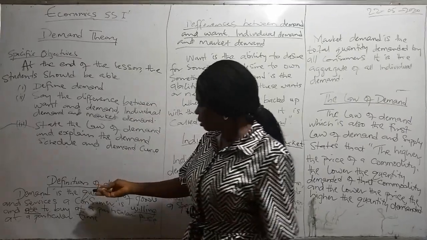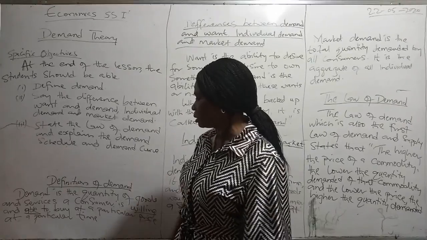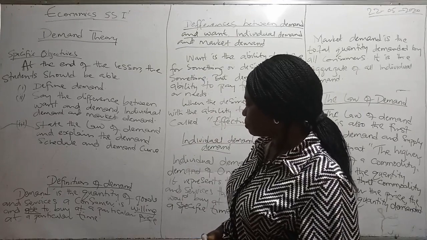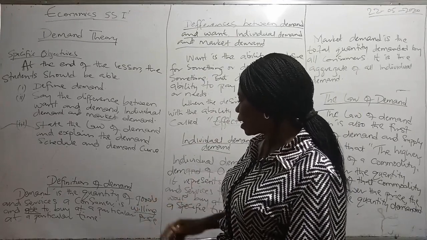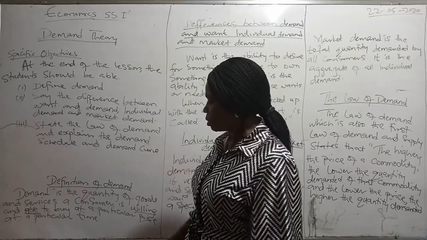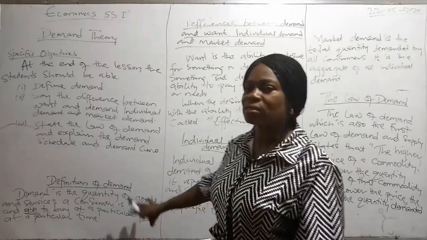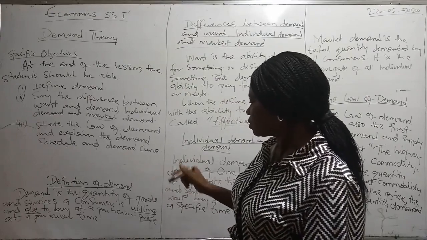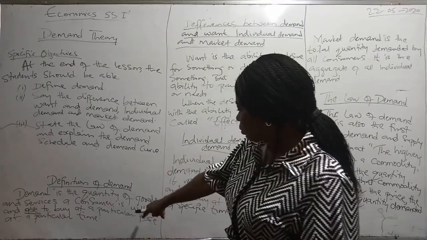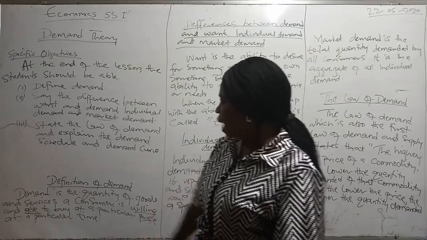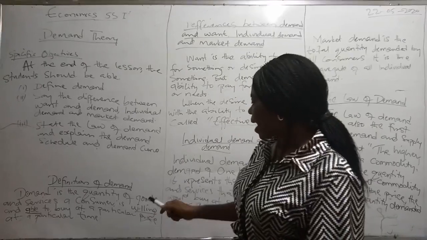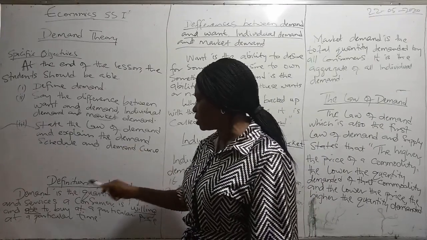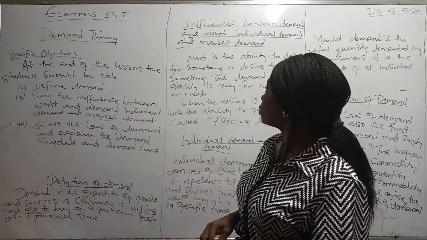Now let's look at the definition proper. What is demand? Demand, we know, is the quantity of goods and services a consumer is willing and able to buy at a particular price and at a particular time. Remember that when you are defining demand, you don't define it as a layman, but you define it as an economist. Demand is the quantity of goods and services a consumer is willing. You can see that I underlined the words willing and able to buy at a particular price and at a particular time. If the willingness and the ability is not there, then it's no longer demand. You understand as we go on.